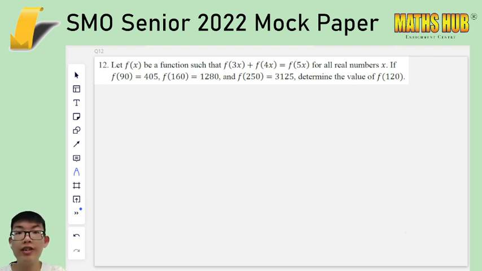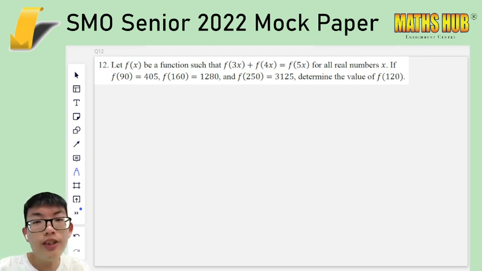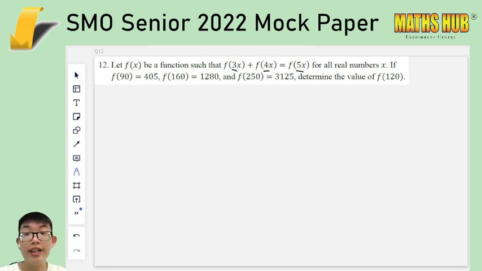If you want to solve this question by just guessing the function, it's not that difficult, because 3, 4, 5 is really suggestive of a 3, 4, 5 right triangle where 3 squared plus 4 squared is 5 squared. So you could guess something like f(x) is equal to x squared. But that's not true, right? Because, for example, if it were 90 squared, it should be 8100, not 405.